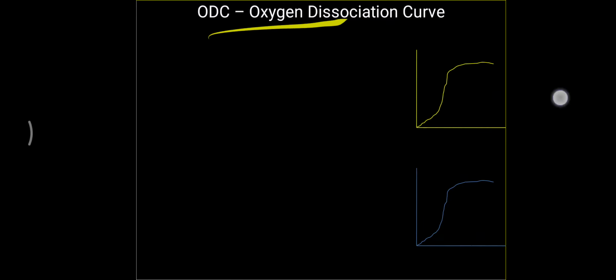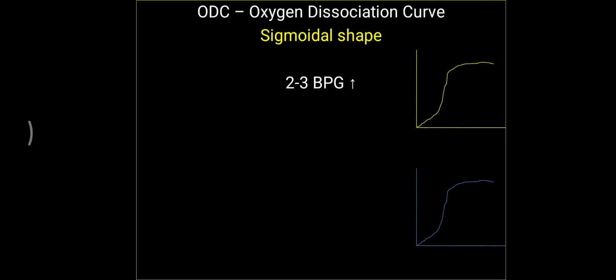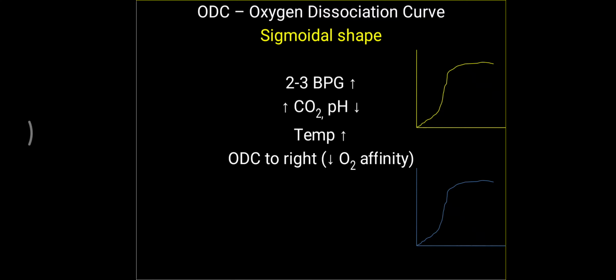The ODC in general is basically sigmoidal in shape, and when it shifts to the left side and when it shifts to the right side is frequently asked in exams and viva. As a summary, remember that when 2,3-BPG is increased, that will lead to more release of oxygen. In the same way, when the partial pressure of carbon dioxide is increased at the tissue level, with a simultaneous decrease in pH, meaning acidity is increased, and when temperature is increased, all will lead to shifting of the ODC to the right side. Shifting of the ODC to the right side means an overall decrease in oxygen affinity, and that decreased oxygen affinity helps to release more oxygen.